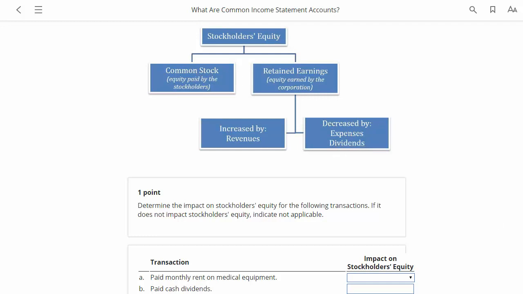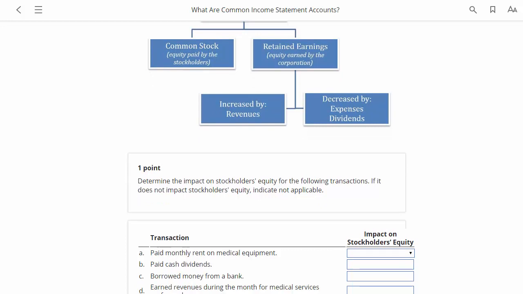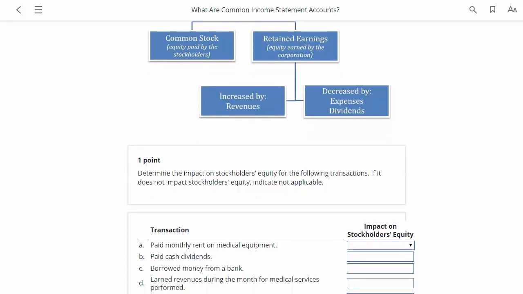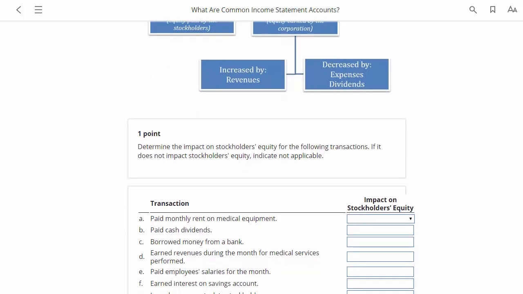Now, there's some other items as well. Dividends decrease retained earnings, but that's the bulk of them. So with that in mind, let's see if we can tackle some of these questions here. We're going to determine the impact on stockholders' equity for the following transactions.